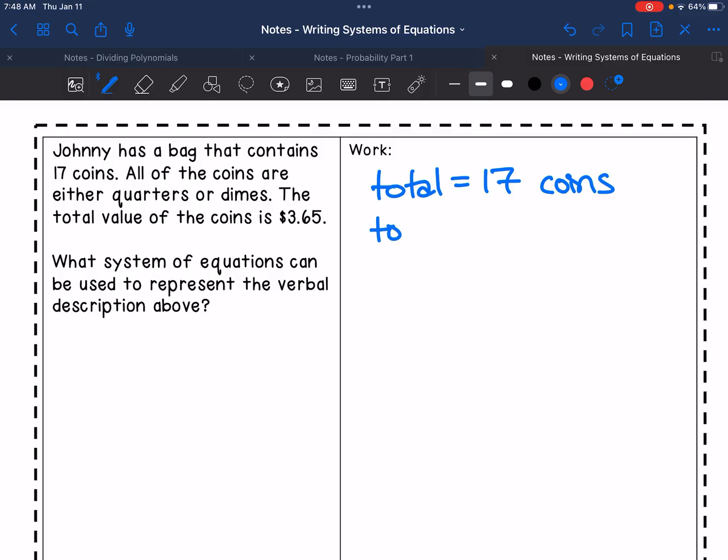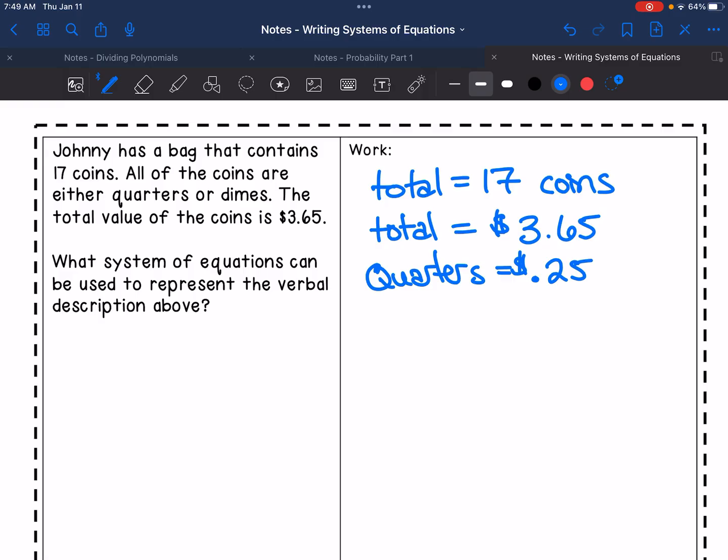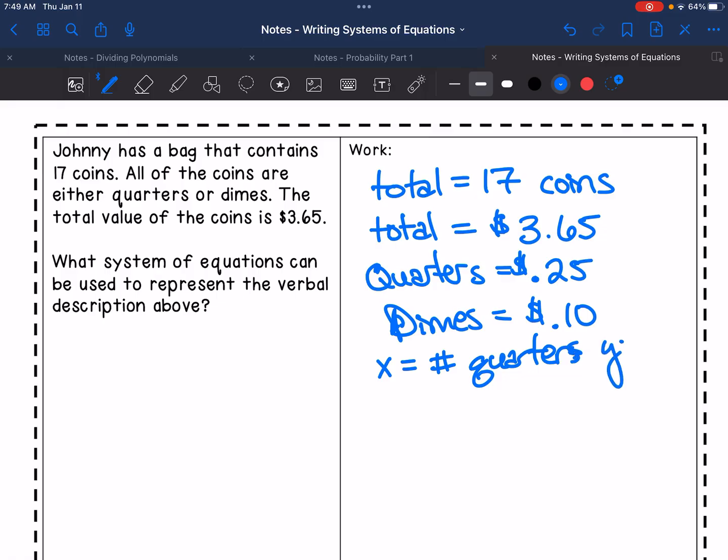We have a total value of $3.65. We have quarters, which we know equal 25 cents, and we have dimes, which we know equal 10 cents. Okay? We don't know how many quarters, and then we don't know how many dimes.